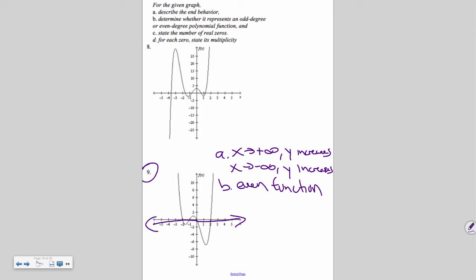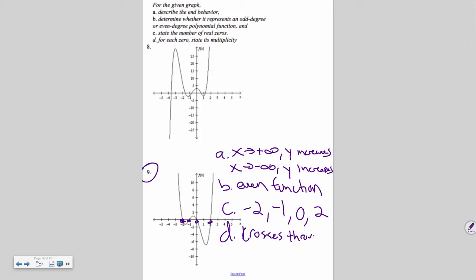The number of real zeros is how many times does it cross? So it crosses 4 times. So for C, it crosses at negative 2, negative 1, 0, and 2. And for D, it crosses at each one of these. It doesn't bounce. So they cross at all roots.